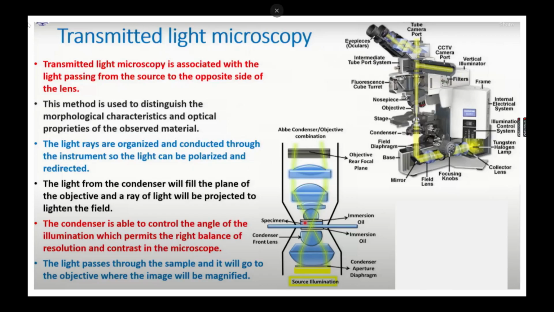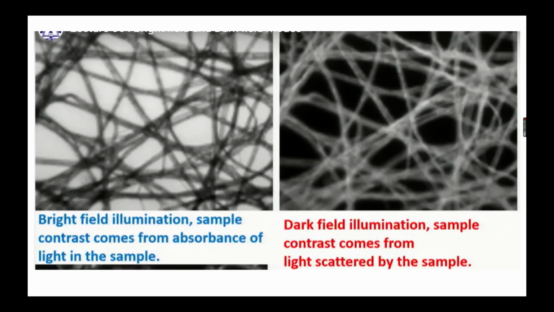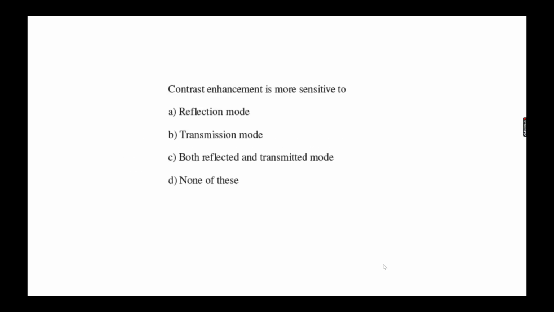Okay, in the transmitted mode, the light is transmitted and then reflected, which gives a bright illumination. In transmitted light microscopy, this gives a dark field. That is why this will be more sensitive to contrast, because the light is passing through the specimen, but in the reflected mode the contrast will be less. In bright field, the contrast comes from the absorbance of light in the sample, but here the contrast comes from light scattered by the sample. So the answer is the transmission mode.